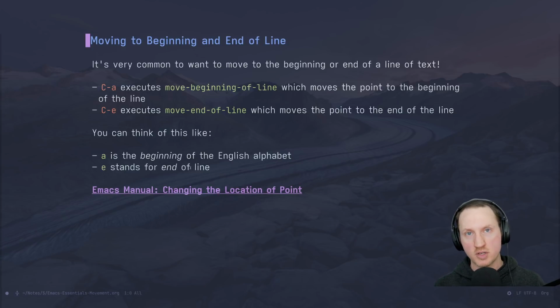So the command names are very clear about what they do, and the bindings here actually have some mnemonic value in that the A kind of stands for the beginning of the English alphabet, like A, B, C, D, E. So if you know that the English alphabet starts with A, then you can think of A as the beginning. And then E stands for end. So Control A and then Control E.